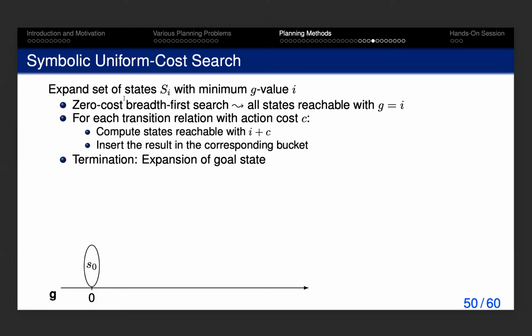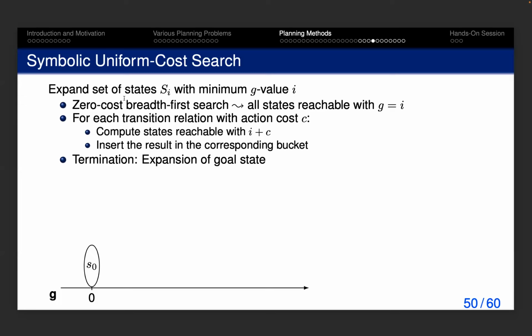But to understand symbolic search, it's probably best to see it as: we have sets of states we can manipulate and transform at the same time. So we don't have to pick all the individual states. So how does symbolic uniform cost search work?